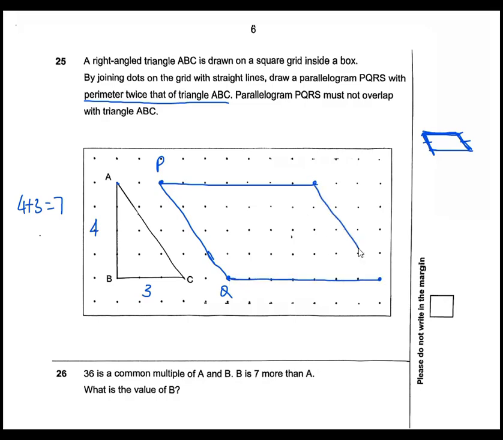and now I join these two lines here. So if you look at it, this is 7, and I've achieved 7 and 7. 2 times 7 is achieved here. And this is once this length, and this means I have twice the length. So in total, the perimeter of my parallelogram PQRS is twice the perimeter of this triangle ABC.